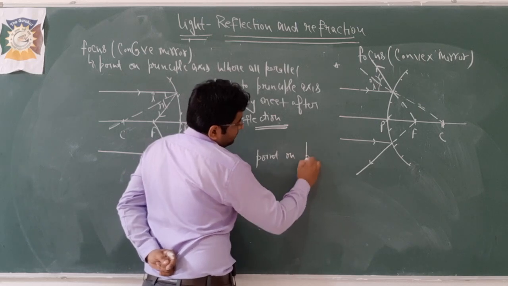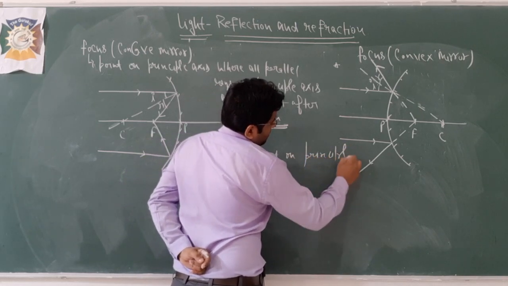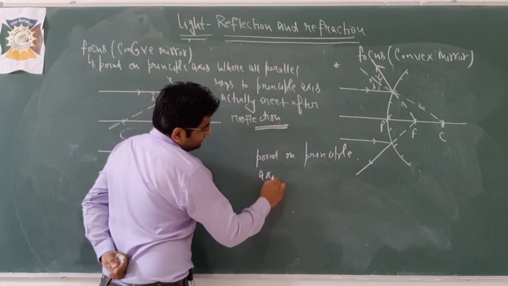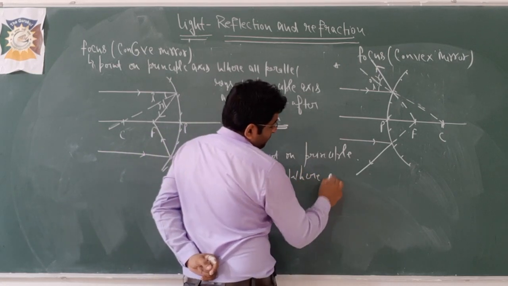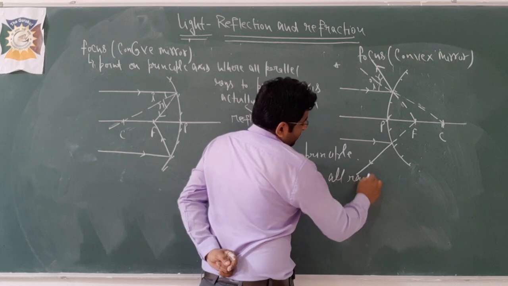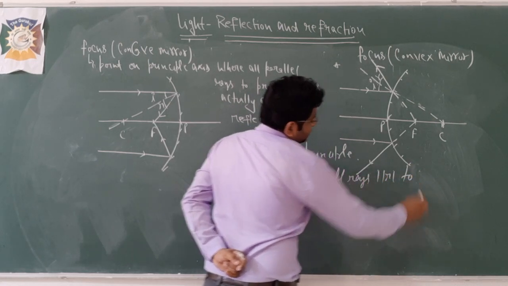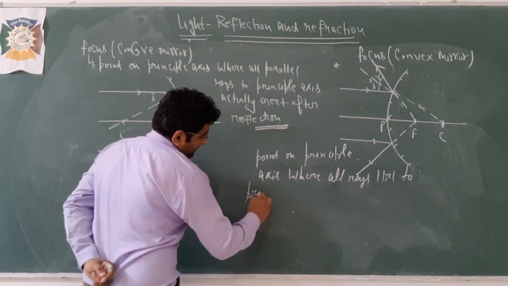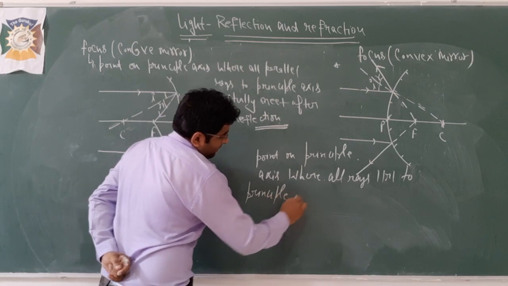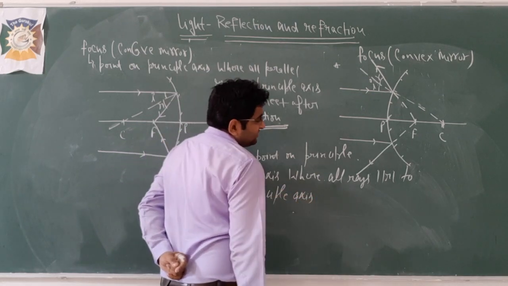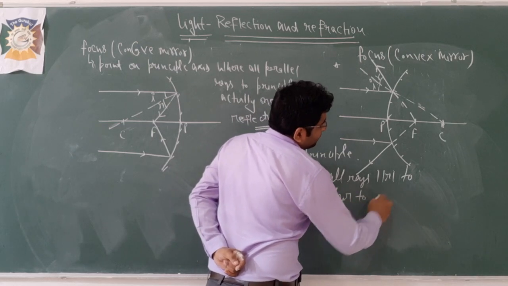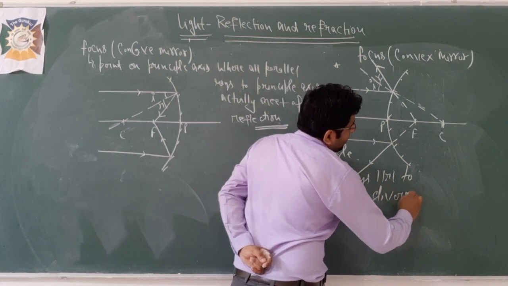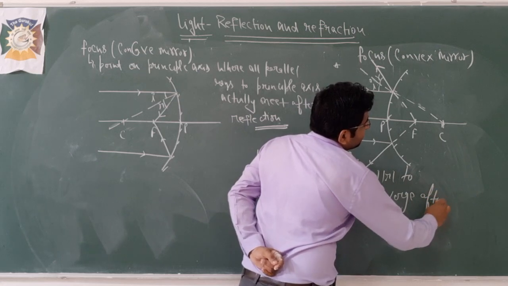Point on the principal axis where all rays parallel to the principal axis appear to diverge after reflection.